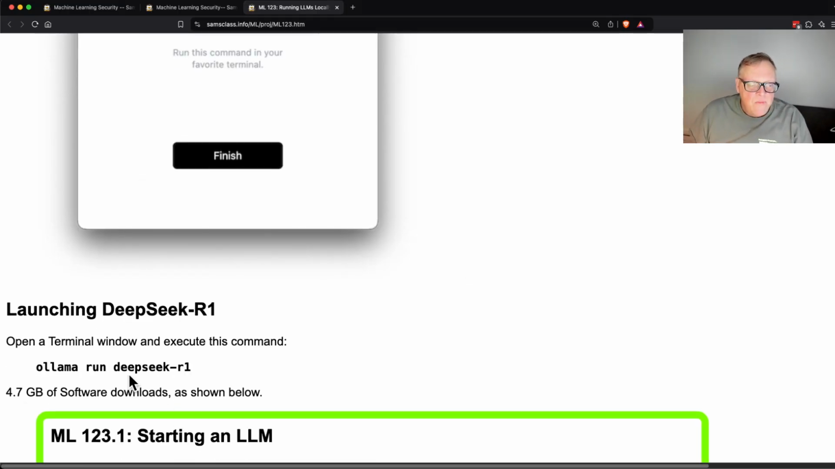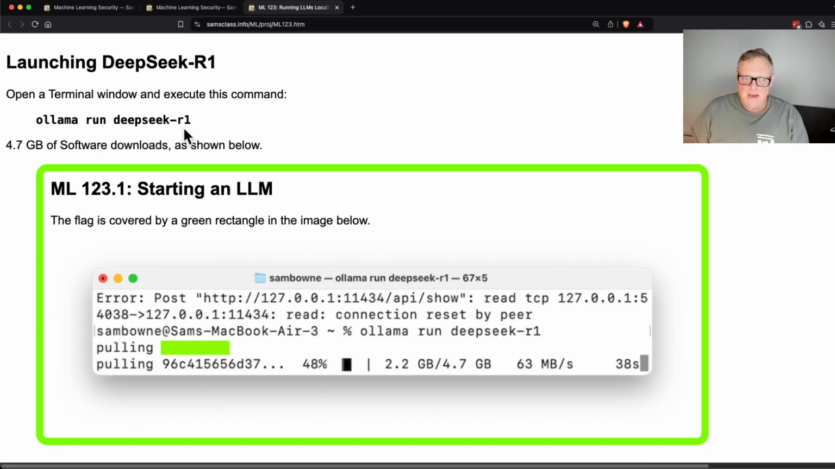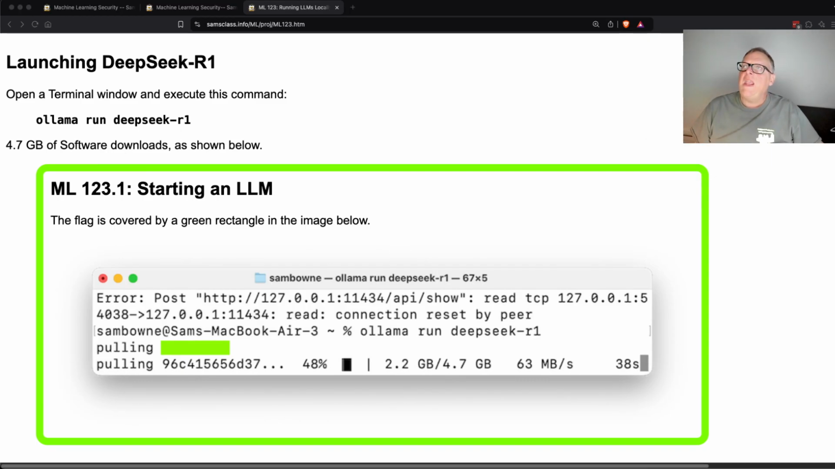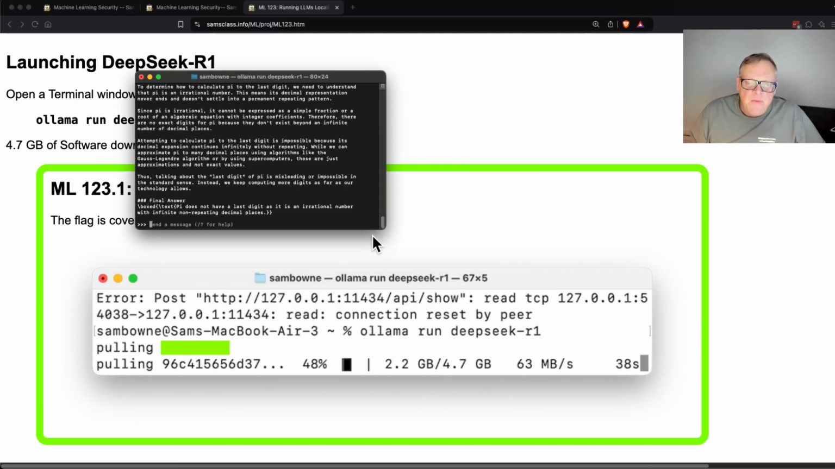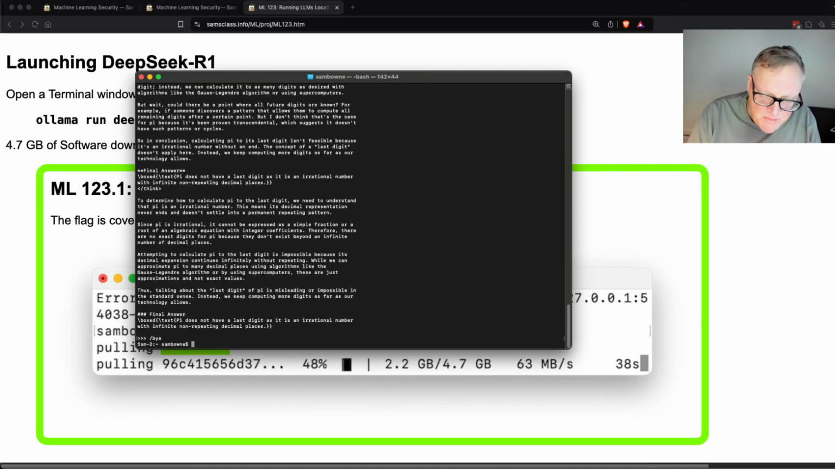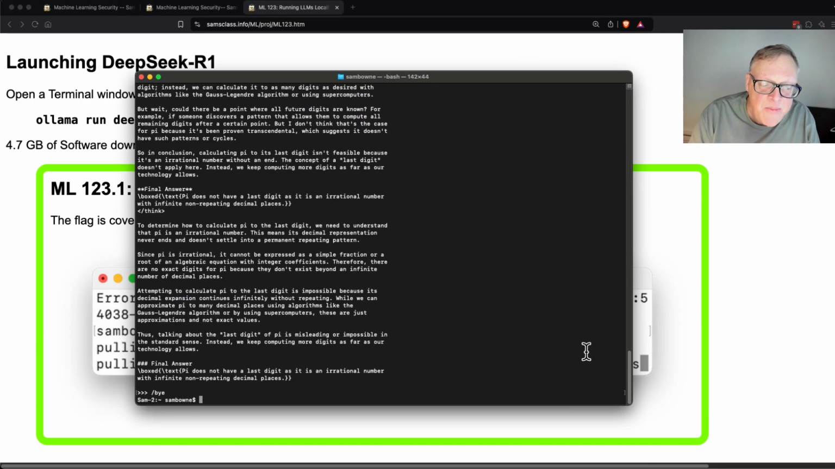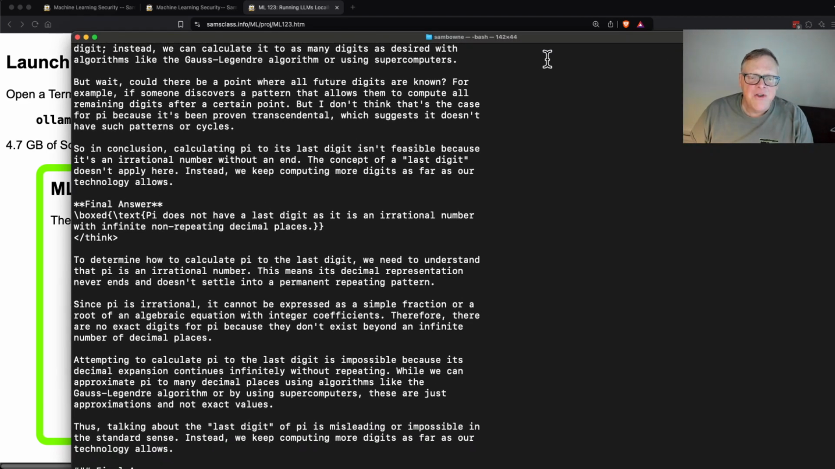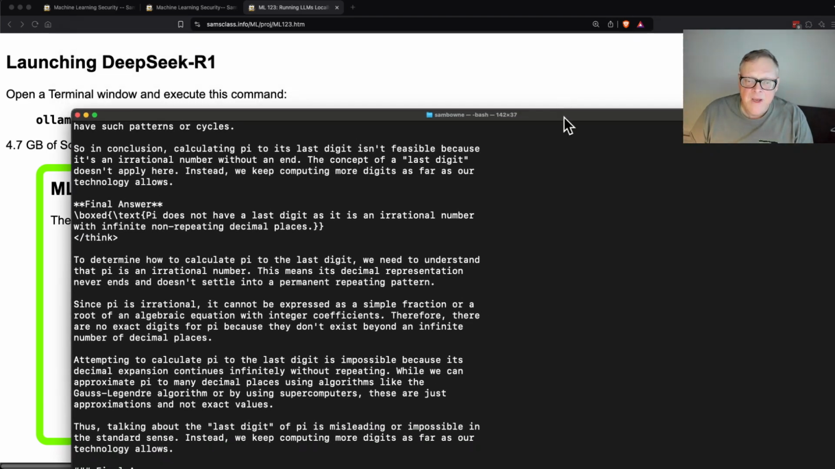And what I did was I ran the newest one from China, DeepSeek R1. And I've got it going here. I'm running it on this Mac, which is, I think, a 2019 Mac running on an Intel processor. So if you run it on an M1 or M2, it is much faster. But even on this Intel processor, it's running okay.